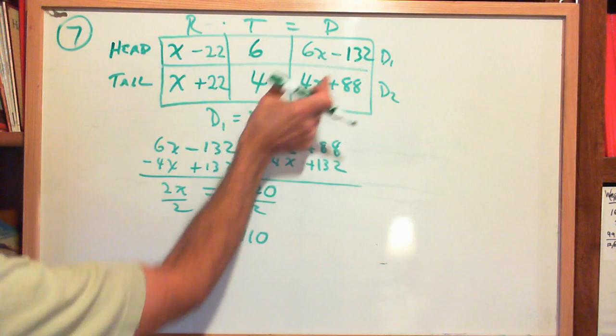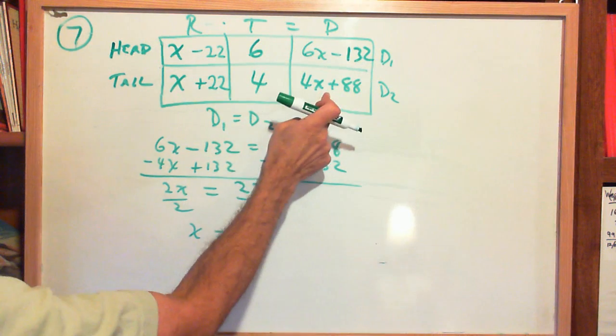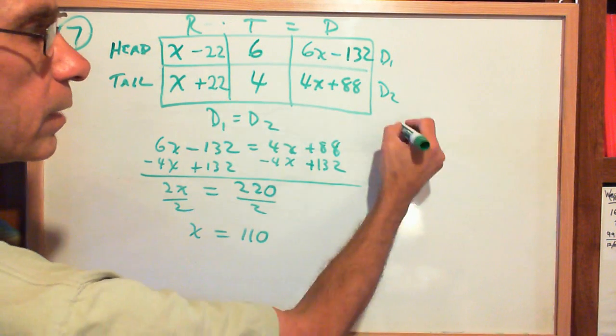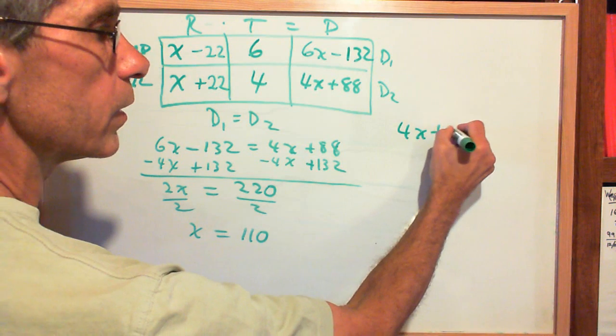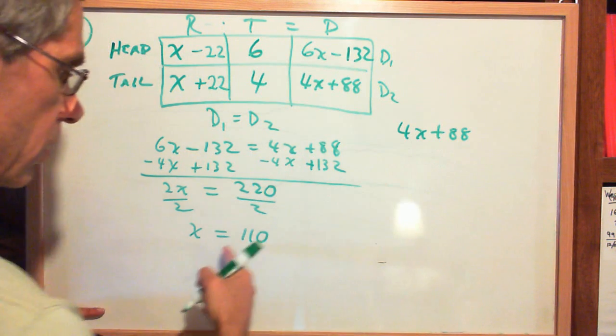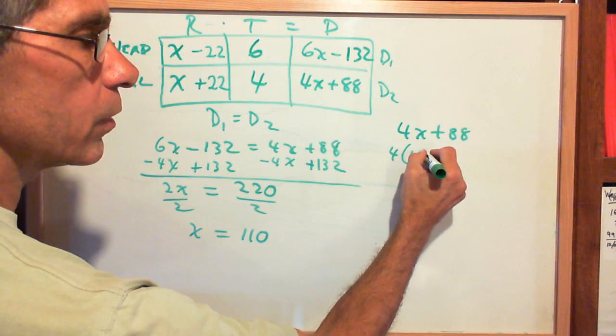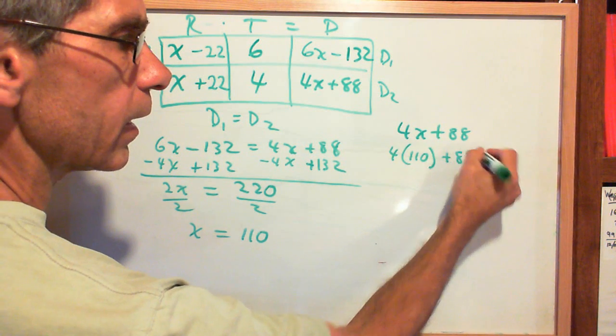Okay, the distances are exactly the same, right? That is equal to that. So it doesn't matter which one I choose. I'm going to choose this one. It looks easier. So, to find the distance, I'm going to say 4x plus 88, and I'm going to put 110 in for x. So 4 times 110 plus 88.